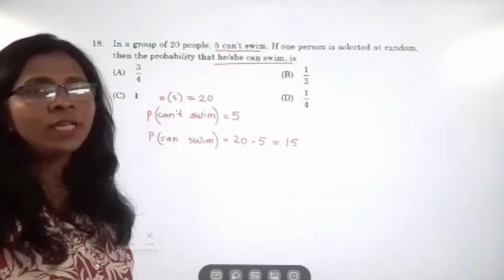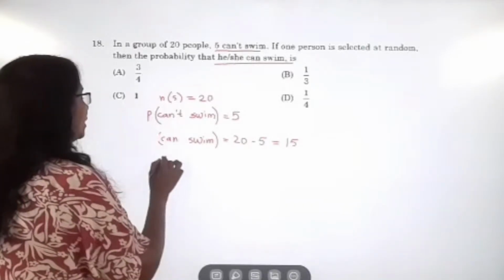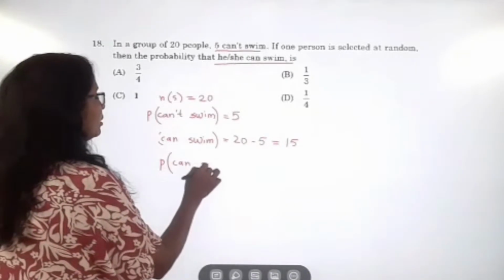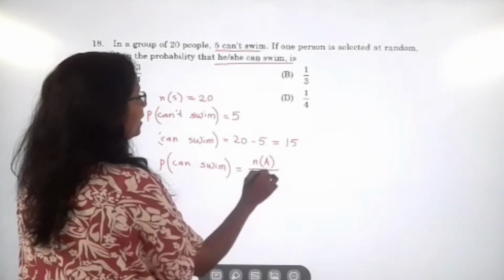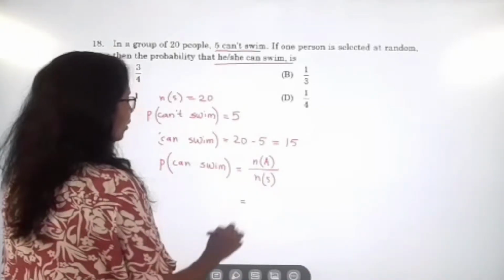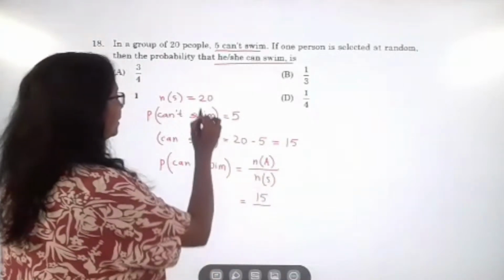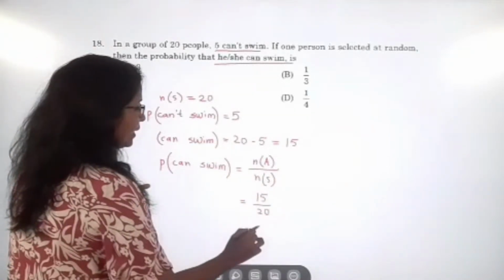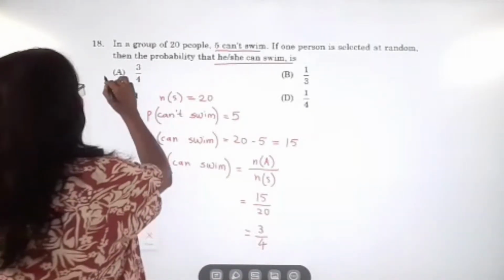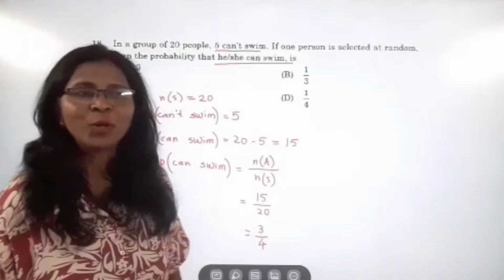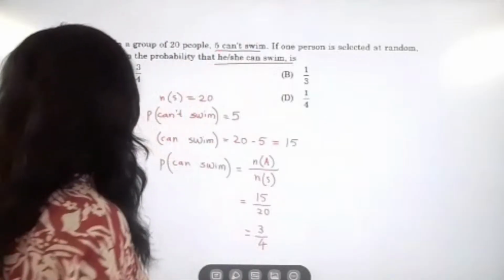Students, here we have to find the probability of can swim, which is equal to n of A, that is the event, over n of S. So n of A, that means can swim, is 15, and n of S is 20. So that gives 3 upon 4. The correct option is A, 3 upon 4. Then next example.